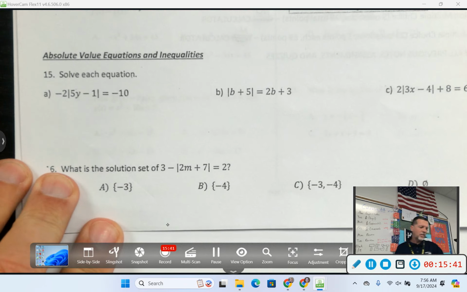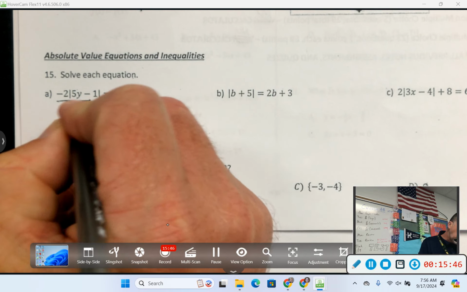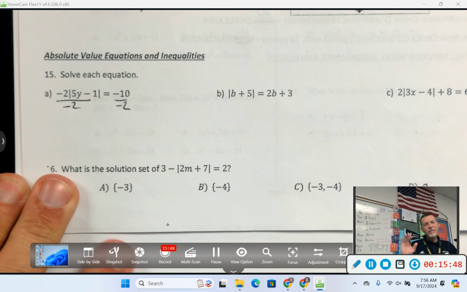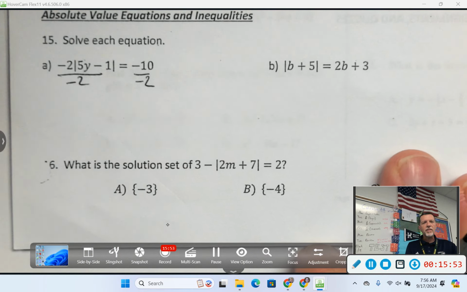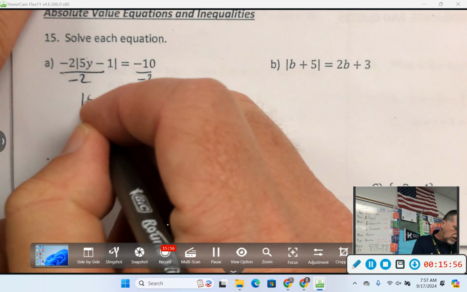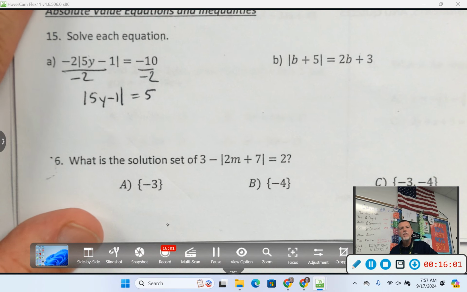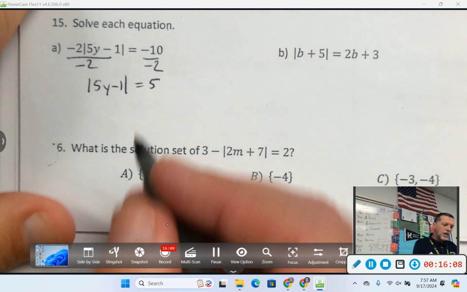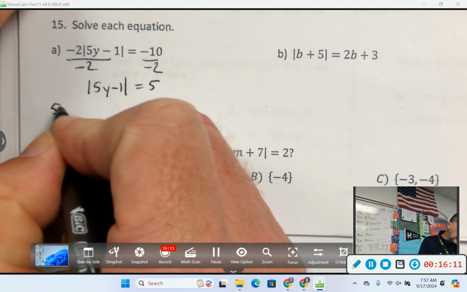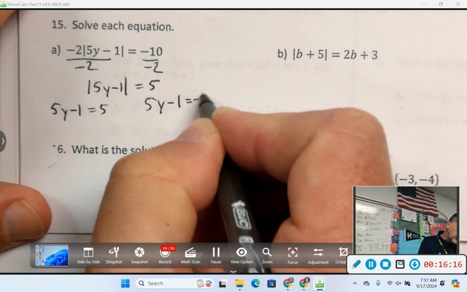15, solve each equation. So let's divide both sides by -2. You might be worried because it equals negative, but you don't make that decision until the absolute value is by itself. So 5y minus 1 equals 5. Some of you don't show that step, and it messes you up because you don't know where to go when you drop the absolute value bars. From there, that's when you split it into two pieces. 5y minus 1 equals 5. 5y minus 1 equals -5.